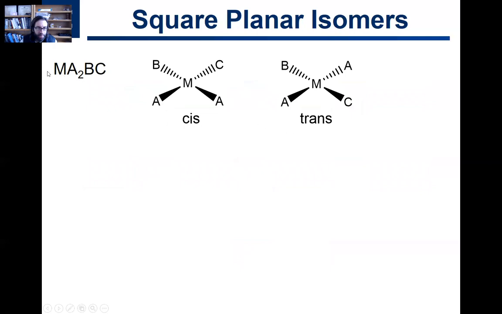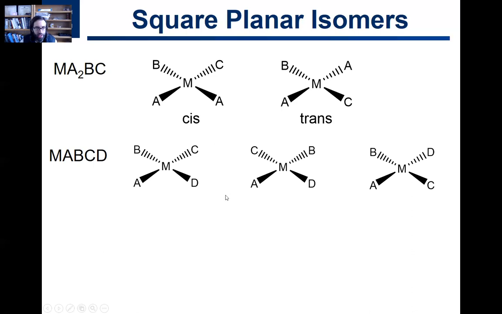Let's think about if you had MA2BC. Okay, so you have 2 ligands that are different, B and C, and then the 2 A's are the same. This, it turns out, there's only 2 isomers, cis and trans. And it's called cis and trans depending on whether the 2 A's are cis or trans to one another. So are the A's cis to one another? That's going to look something like this. If the A's are trans to one another, it's going to look like this. Again, these are going to have different properties.